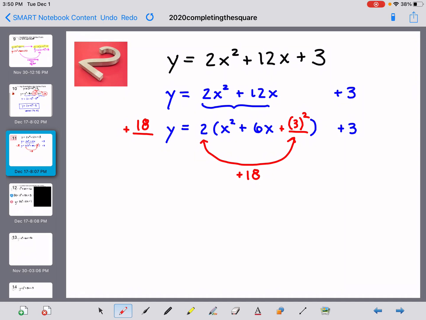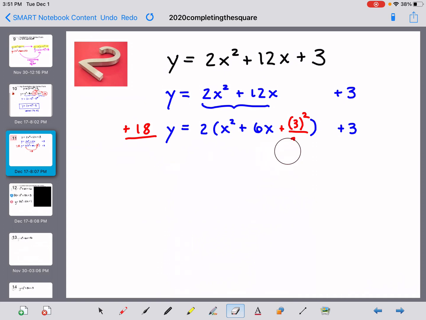If you're trying to take a little bit of a shortcut, you can add 18 and subtract 18 on the same side. You can do that. I'm not going to show it that way. So I added 18 on the left and I added 18 on the right. Put a big star and say, watch out for this type of problem.